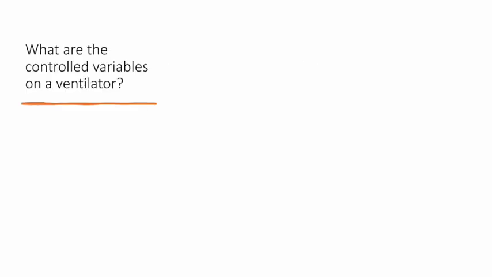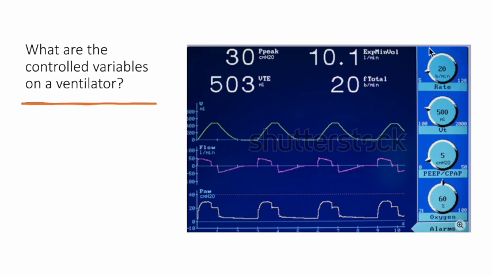So what are the controlled variables on a ventilator? So the first one is the rate. You can control the number of breaths per minute. If the ventilator is set to volume control mode, then you can control the volume. You control the PEEP, and then you control the FiO2.